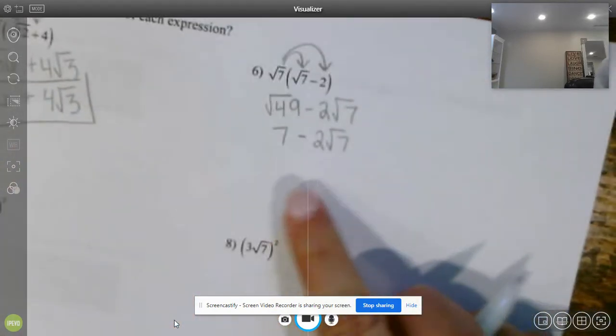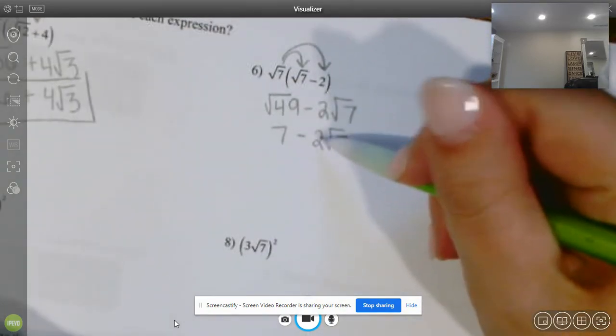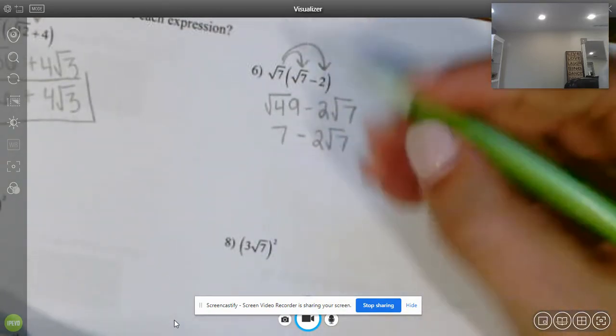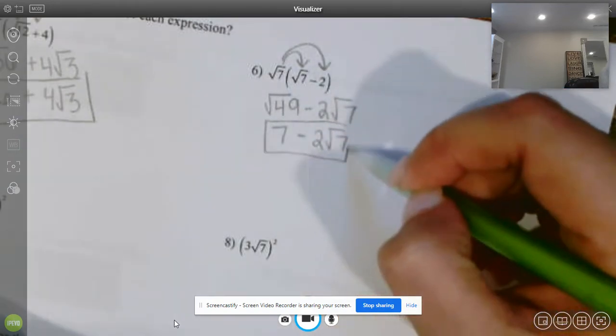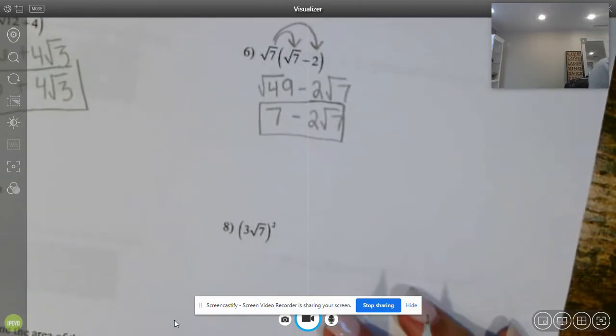And unfortunately, those do not combine. They do not have like terms because this coefficient is attached to the root. So this is our final answer. Now we can take a look at number 7.